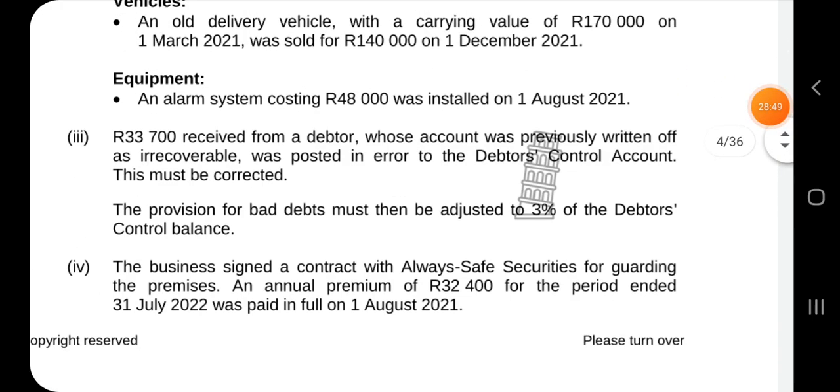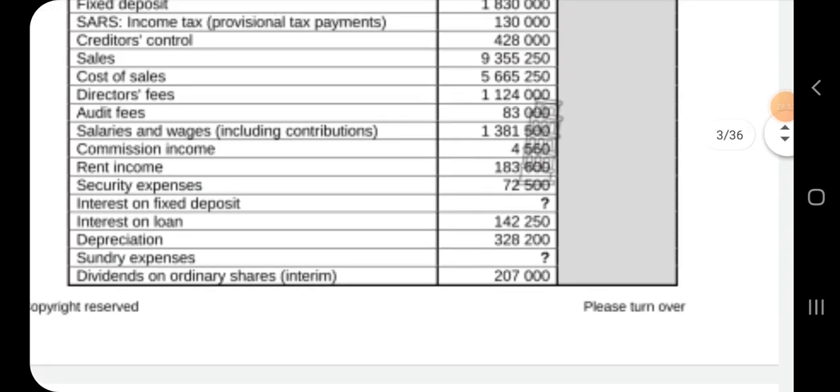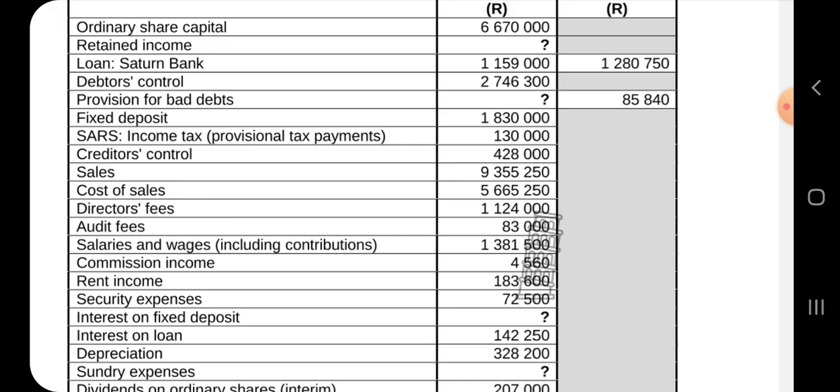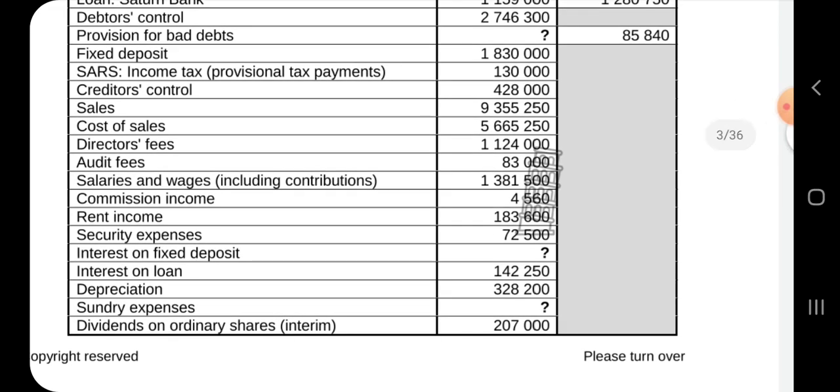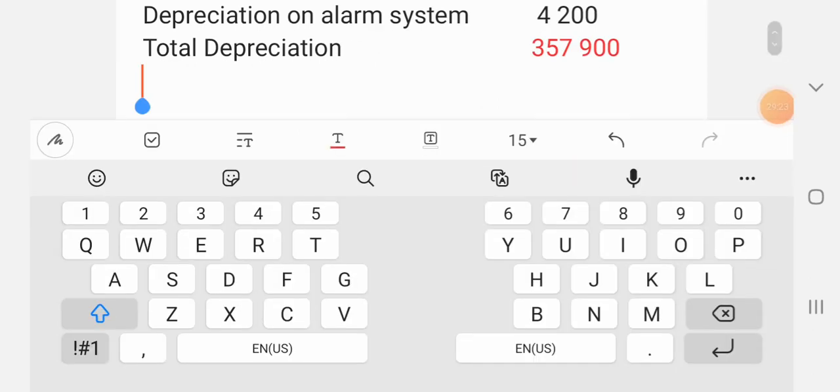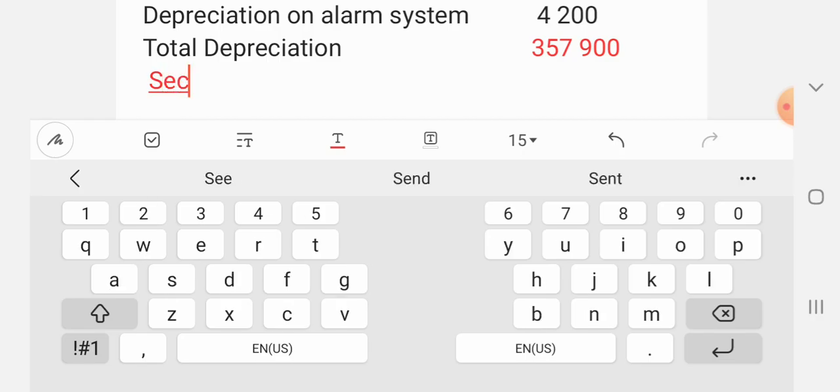And then before we calculate, let's look at the amount here. For security expense, 72,500 rand. So we have to subtract those 5 months. They are paid in advance. So they owe us. It's part of debtors control, but we are not dealing with the asset side of them. We're just dealing with liability and equity. So that is the calculation for security.